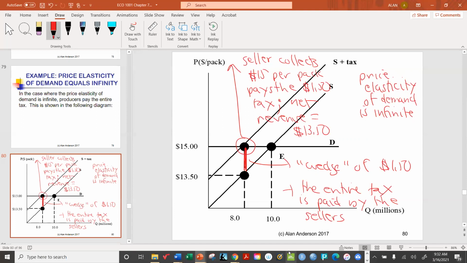All right. Now, of course, in most cases, it doesn't really get this extreme, but the bottom line is with a very high elasticity of demand, then the seller is going to pay most or all of the tax.